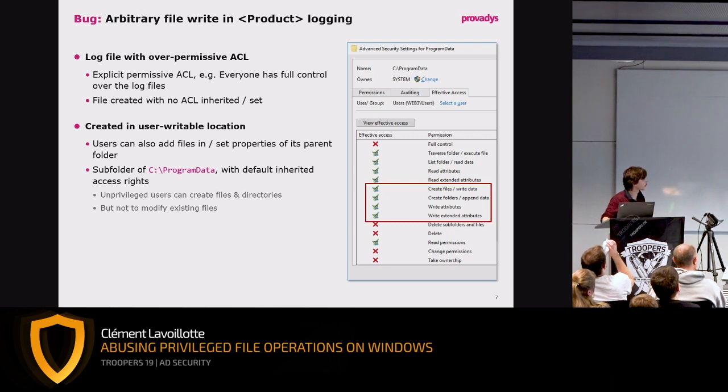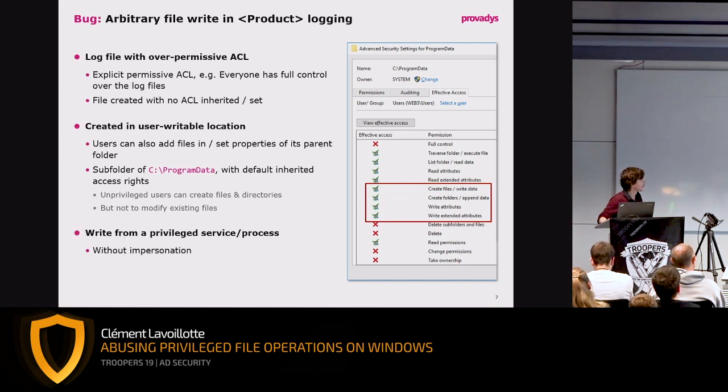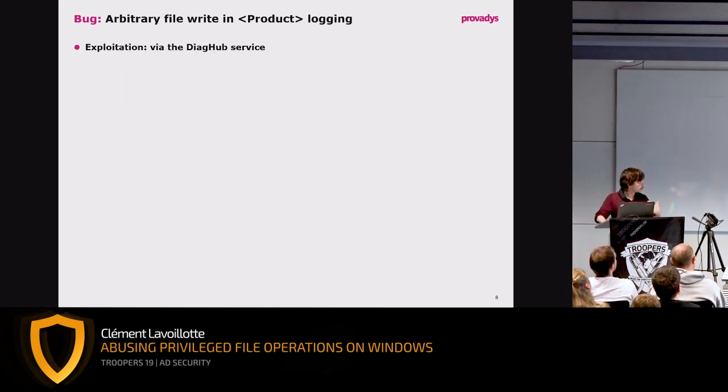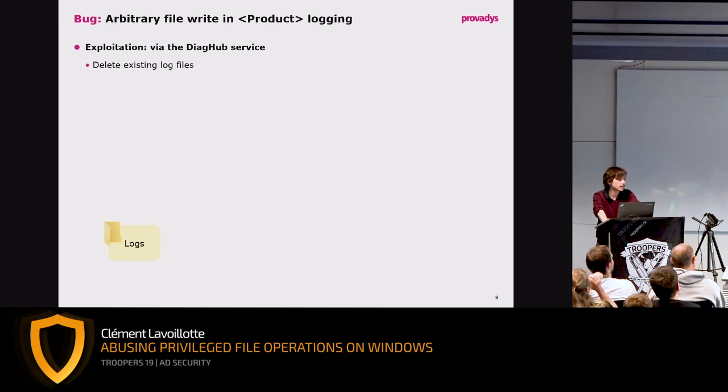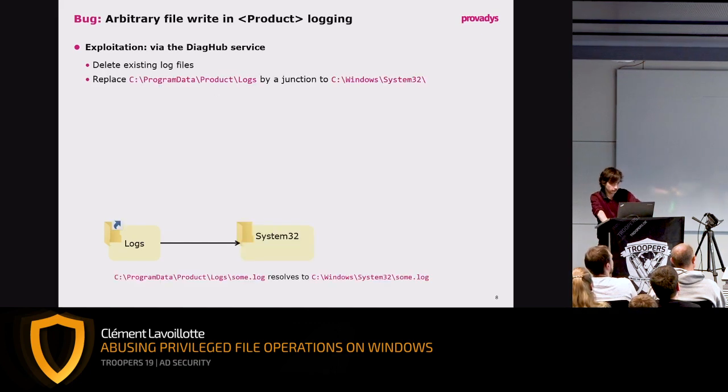So if we can create files in this folder, this will allow us to perform some attacks, as we will see later. And the third ingredient is a write from a privileged service or process. So to exploit this type of bug with the DiagHub service, for instance, we can delete existing log files because everyone has full access to them.